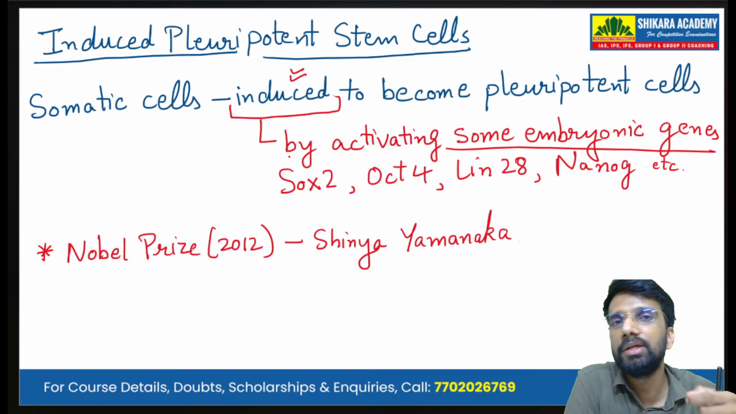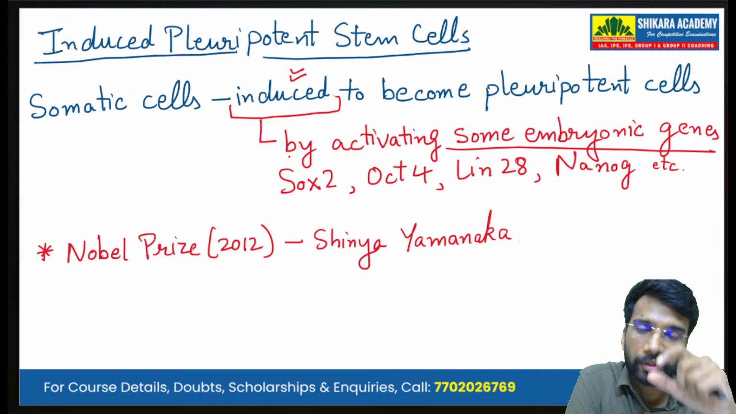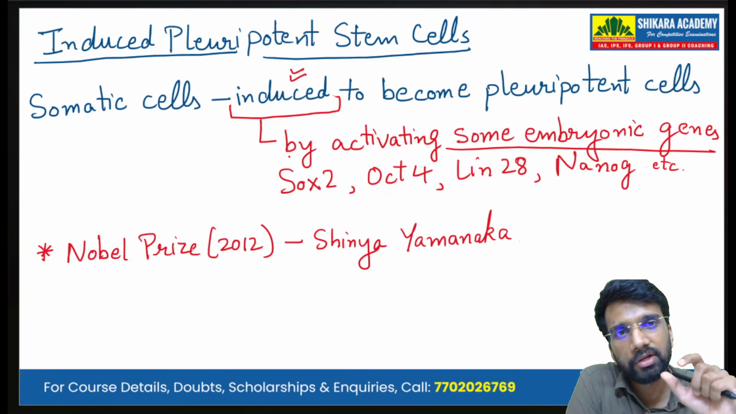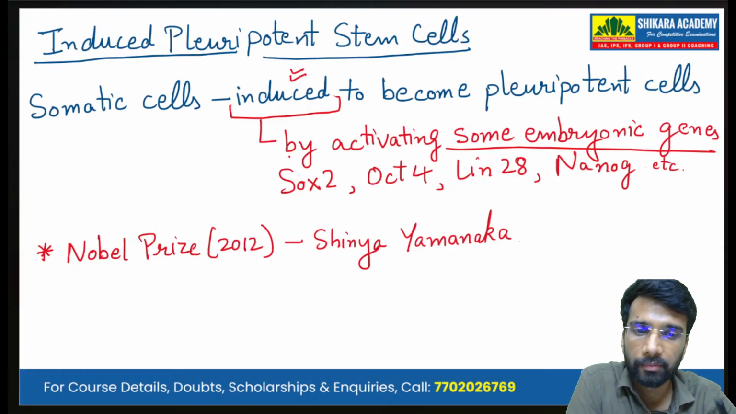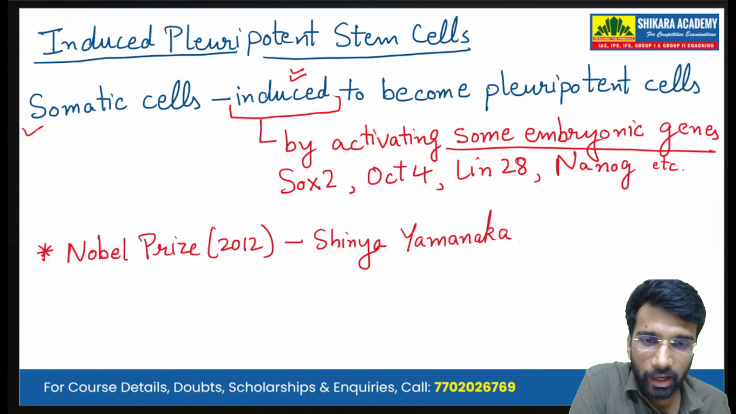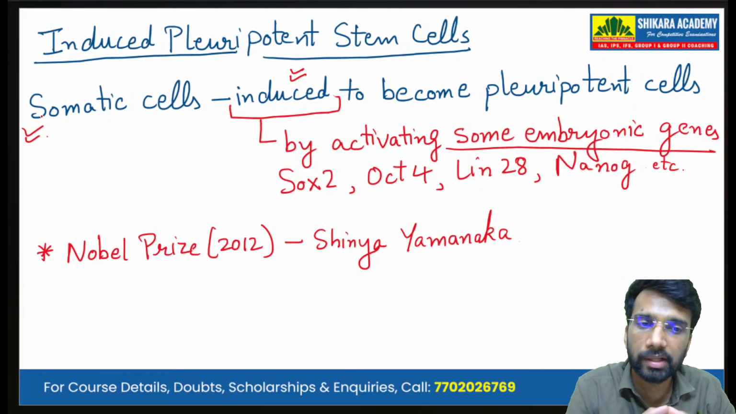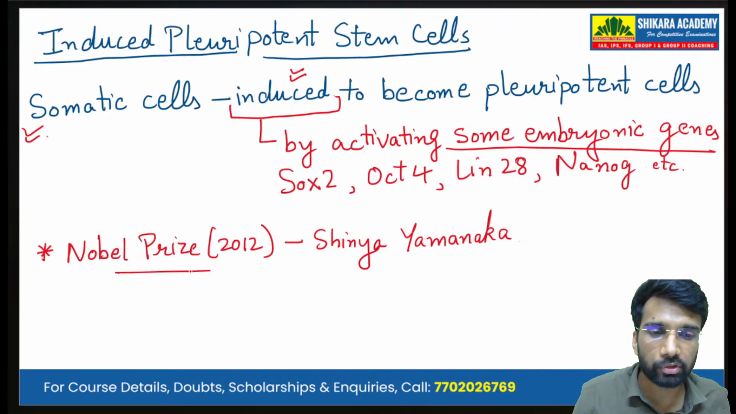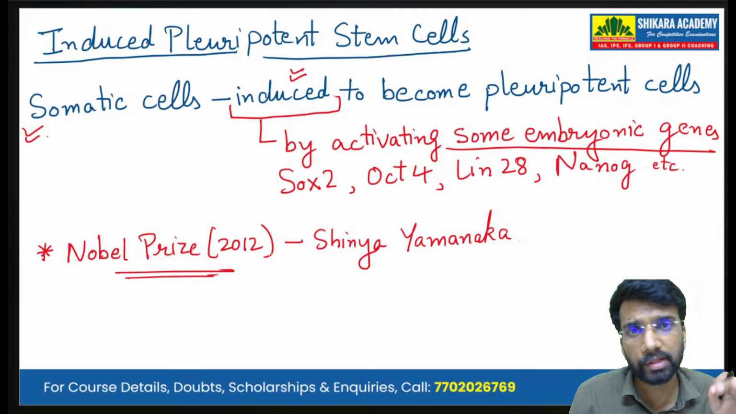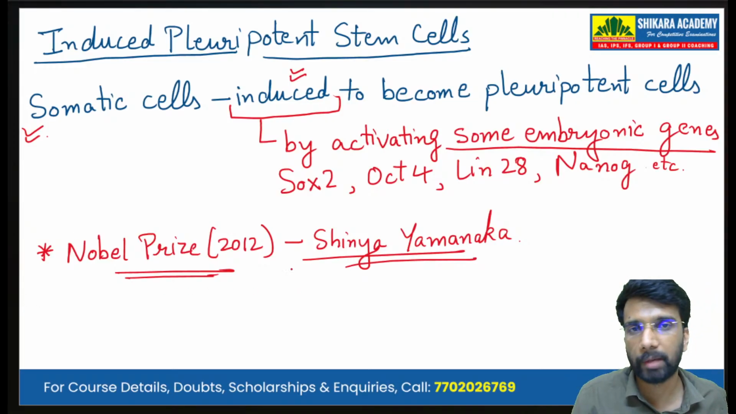Now, if we activate these inactivated genes that are present in the somatic cell, then this somatic cell starts to behave as an embryonic cell, and an embryonic cell is a pluripotent cell. So this was a remarkable and groundbreaking discovery on how we can convert somatic cells into pluripotent stem cells. And the Nobel Prize of 2012 was awarded for this research, and it was given to Shinya Yamanaka of Japan.